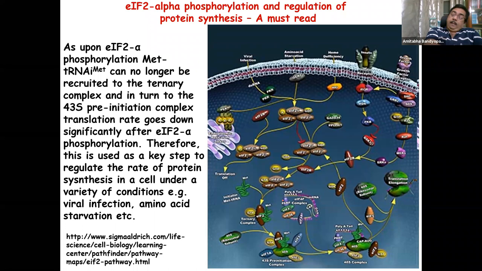Now, upon viral infection, amino acid starvation, etc., certain conditions where the alpha subunit of EIF2 is phosphorylated. EIF2 is a three-subunit protein complex, right? So if the alpha subunit of EIF2 is phosphorylated, then it can no longer be part of the ternary complex. Its ability to get into the ternary complex is reduced, and therefore the rate of translation initiation goes down. Okay, so this is a very easy mode of regulating translation by simply phosphorylating EIF2 in the alpha subunit, and then that EIF2 is no longer effective for ternary complex formation, and protein synthesis rate goes down.